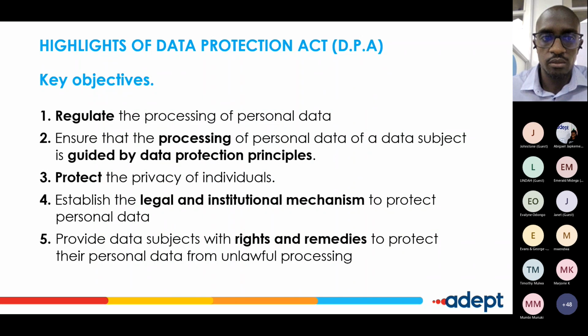Then minimization. So this basically means that when data is collected, it is to be limited to what is necessary in relation to the purpose for which it was processed. Then we also have accuracy, storage limitation, and the limitation on transferring data outside Kenya. So under the Act, it provides that unless there is proof of adequate data protection safeguards, a company or an entity is not allowed to transfer data outside Kenya.